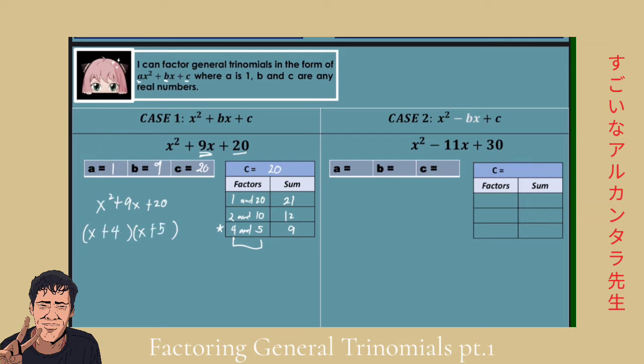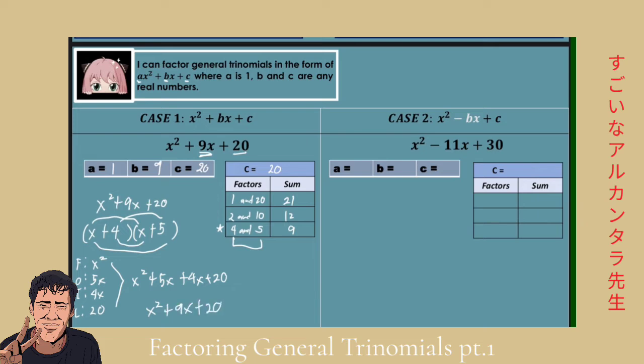If you wish to check this, you may apply the FOIL method, because that's the final answer. Multiply the first terms, you will get x squared. The outer terms, you will get 5x. The inner terms, you will get 4x. And the last terms, you will get 20. If you combine these, you'll get x squared plus 5x plus 4x plus 20. And basically, this is x squared plus 9x plus 20.